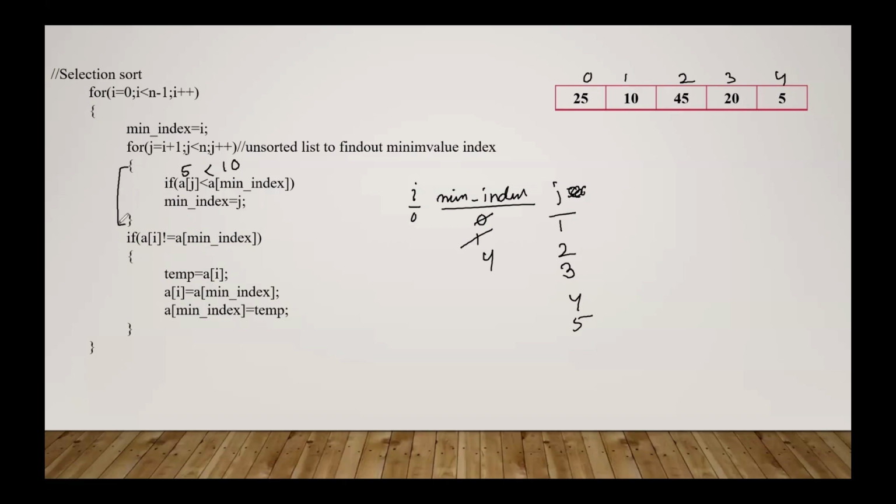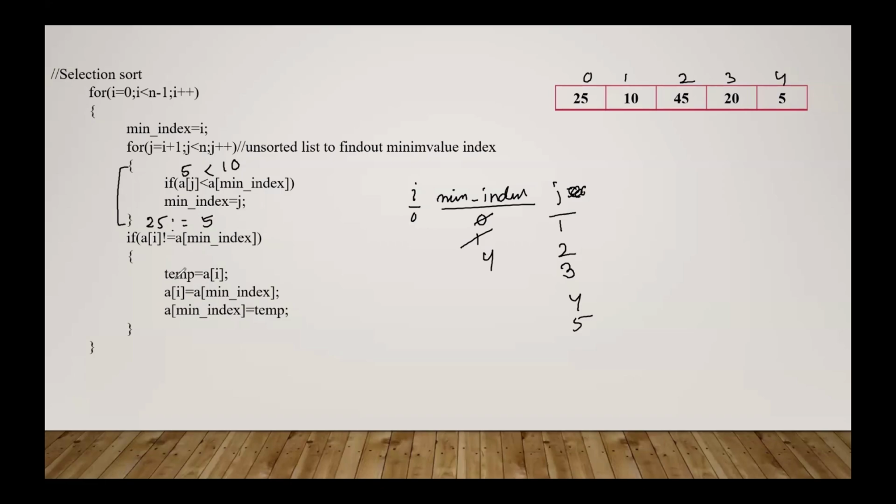So with the first for loop, what happened? We have already got the index of the minimum value. This is for the first iteration. This is our unsorted list. From the unsorted list, we got the index, that is 4, the index of the minimum value 5. Now we have to check if i, whose value is 0, is not equal to min index, that is 4.